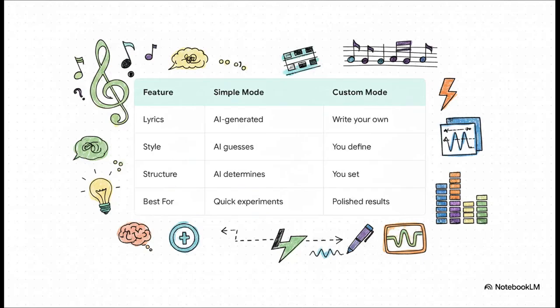So let's break that down a bit. With simple mode, the AI is doing all the heavy lifting. Lyrics, style, structure, the whole shebang. It's awesome for just messing around and seeing what happens. But custom mode? That's where the real magic is. See, you bring your own lyrics, and this is the important part. You can use a specific set of commands to control every single piece of how that song gets built.